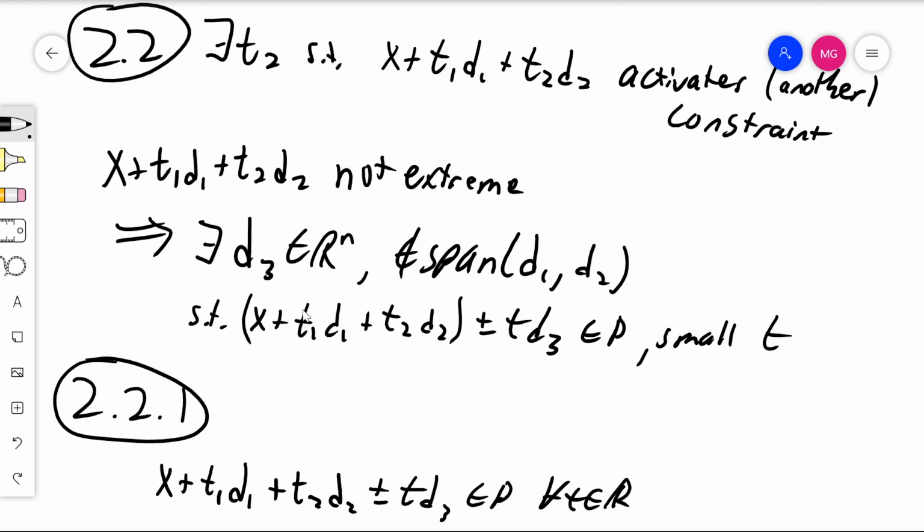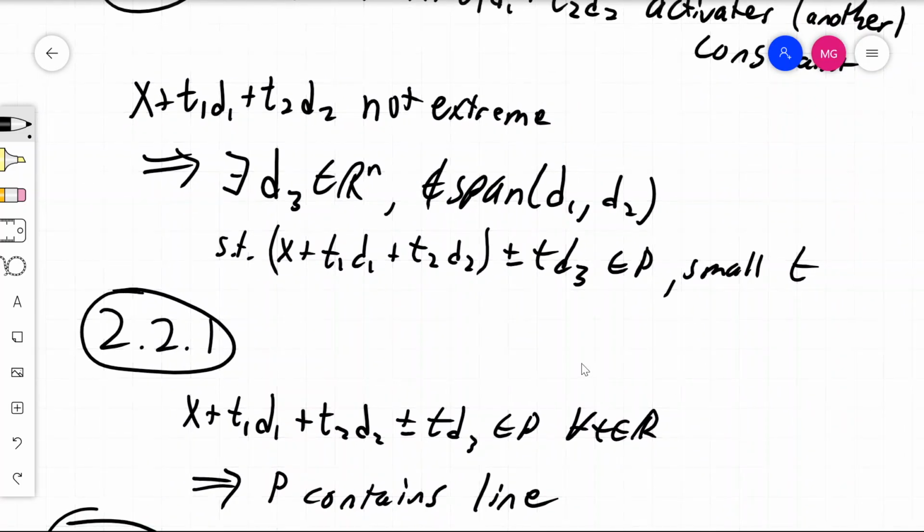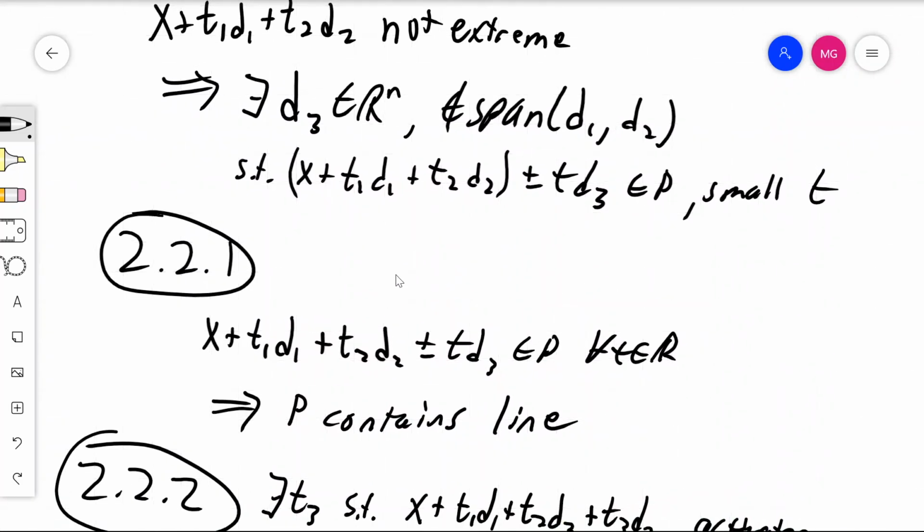So we have this point, x plus t1 d1 plus t2 d2, and now we're perturbing it in the direction of d3. So you can do plus or minus t d3, and that's in the polyhedron for small enough t. That's because it's not an extreme point. So for small t, it's the same thing all over again.